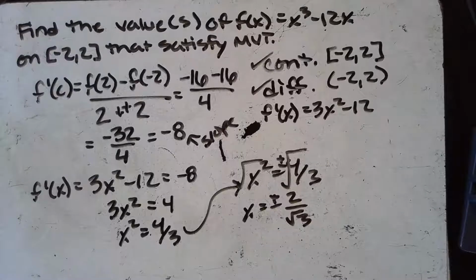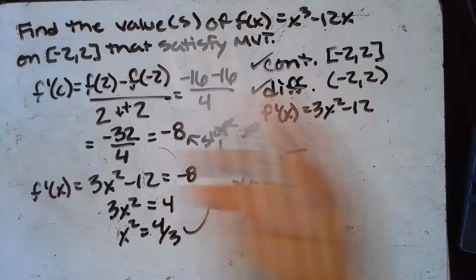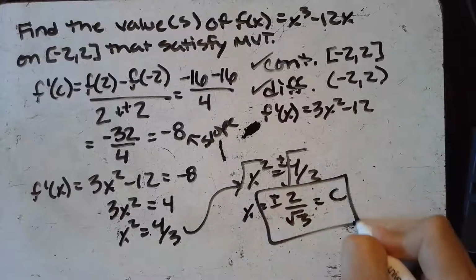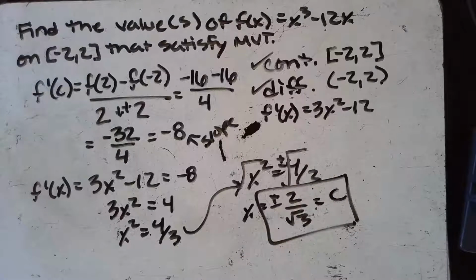Now, do both of these actually work? And you got to ask yourself, are both of these in the interval of -2 to 2? And it is. All right, so these are our c values. We actually have 2 c values that work in this case.